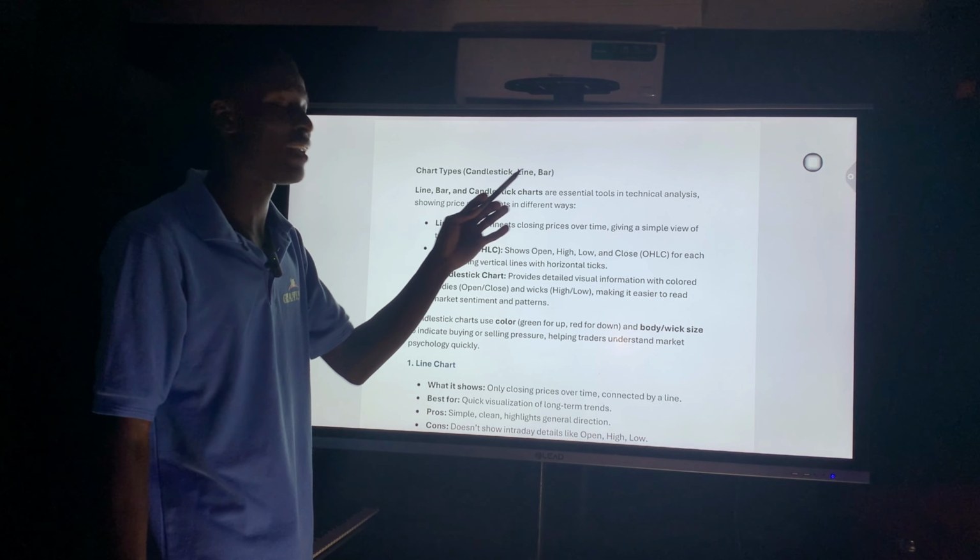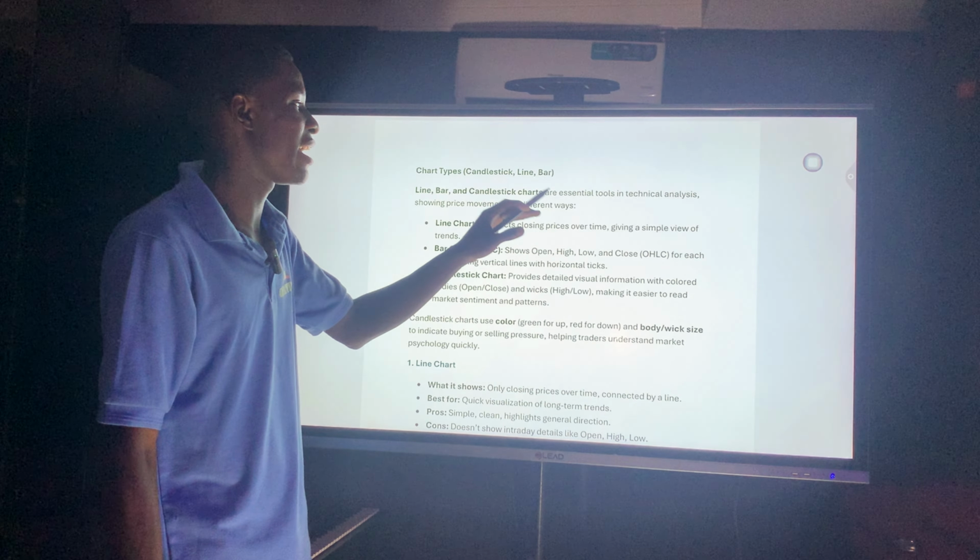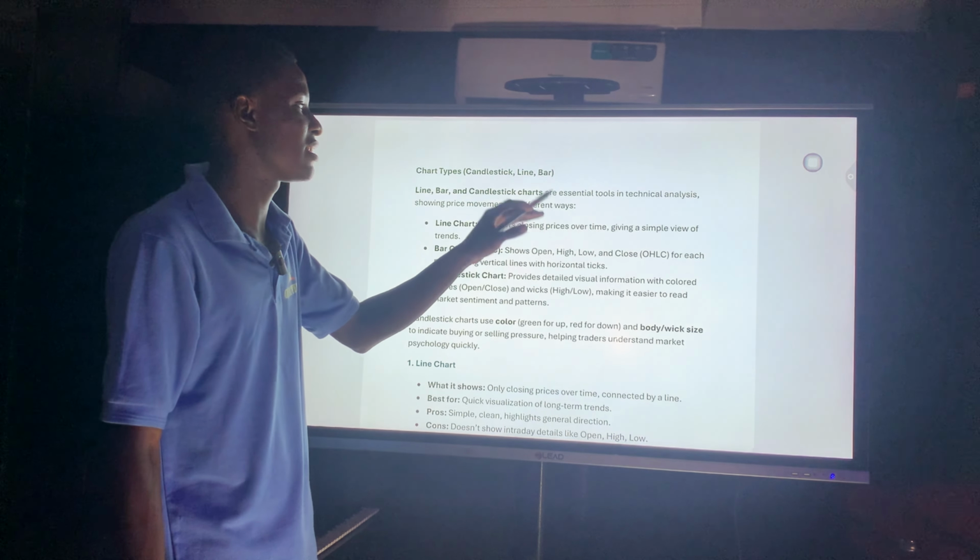We have candlesticks, line and bar. Line, bar and candlestick charts are essential tools in technical analysis, showing price movement in different ways. Looking at the line chart, it connects closing prices over time, giving a simple view of trend. That is the work of a line chart.